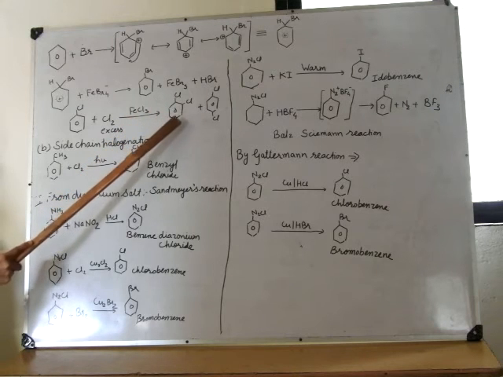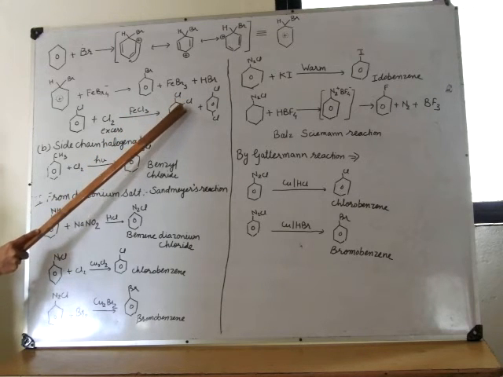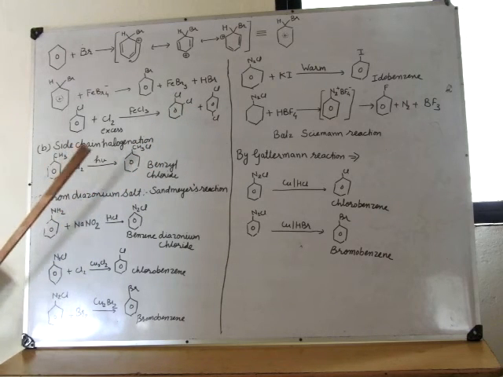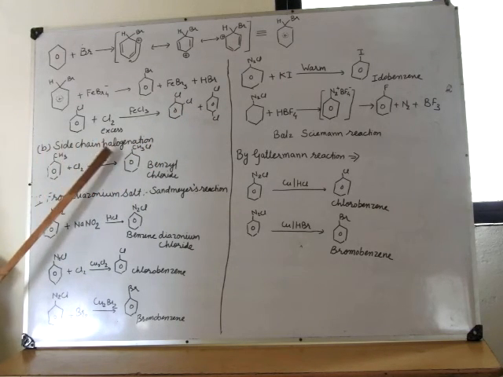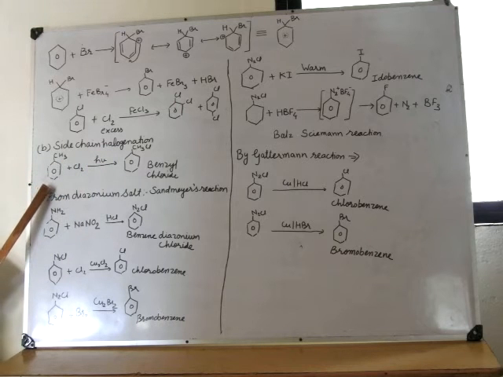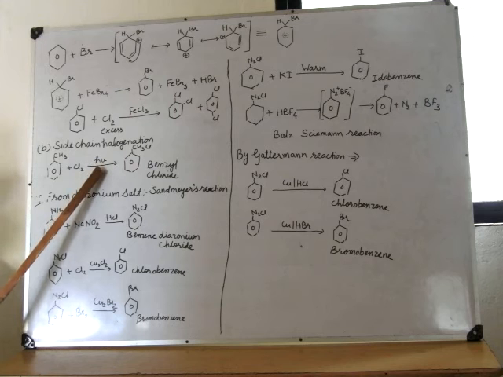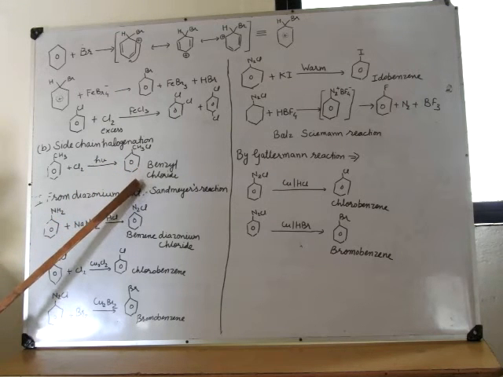When chlorobenzene reacts with chlorine in the presence of FeCl3, it gives ortho haloarenes and para haloarenes. Side chain halogenation: when toluene reacts with chlorine in the presence of light, it gives benzyl chloride.